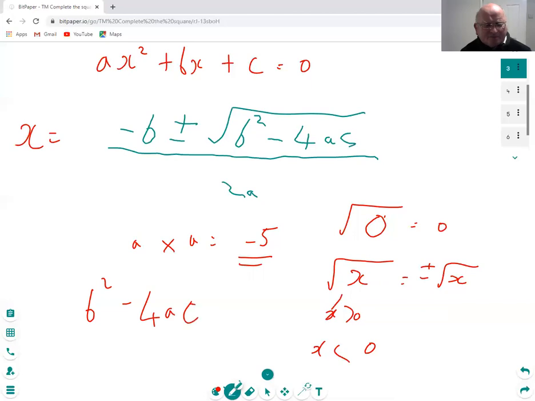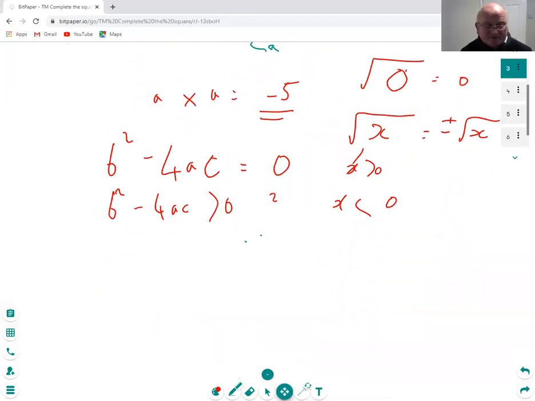So, if b squared minus 4ac equals 0, then you've only got one solution. If b squared minus 4ac is greater than 0, you've got two solutions. If b squared minus 4ac is less than 0, then you've got no solutions, no real solutions.